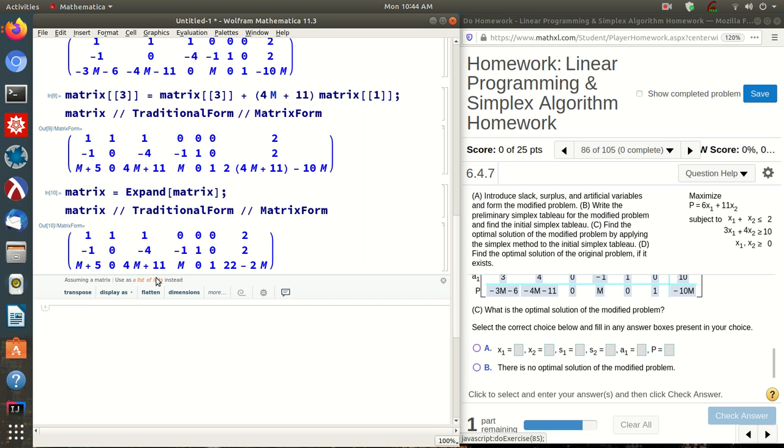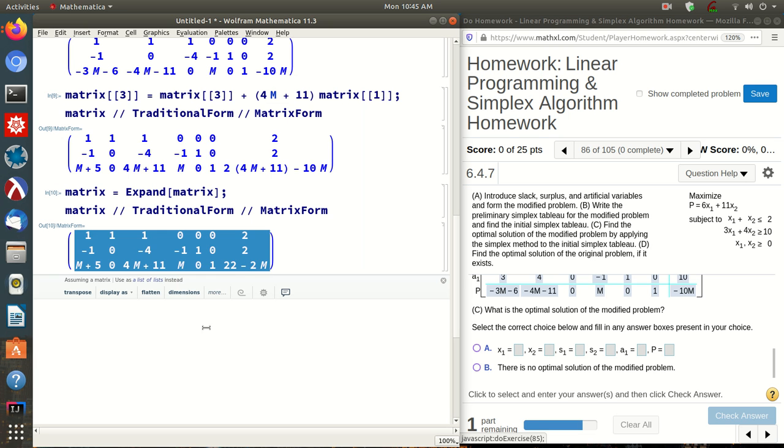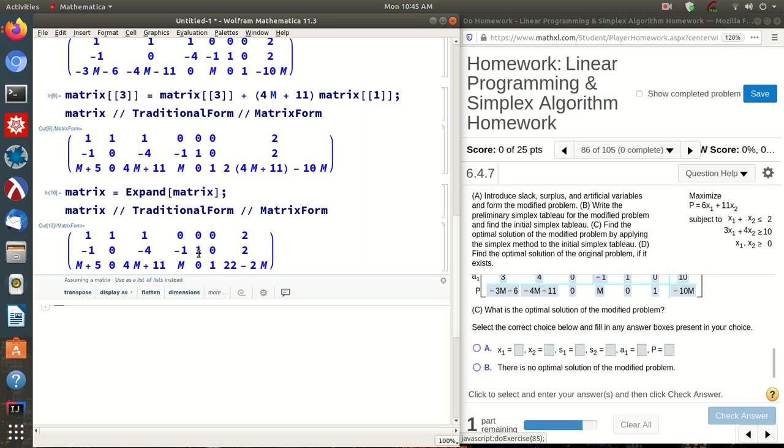The problem that I see here is there are no negative values in the bottom row. Remember, m is a very big positive number. So this value is very positive, this is positive, this is of course 0, positive. So the problem is the artificial variable right over here is equal to 2, and that's not good.